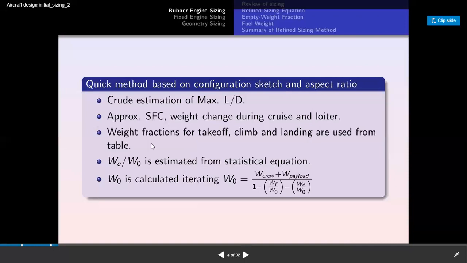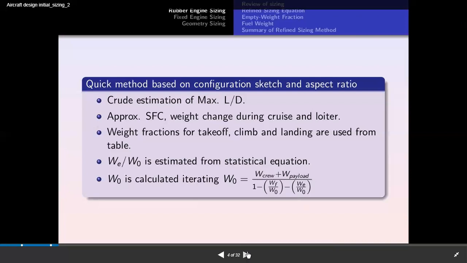WE by W naught is estimated from a statistical equation. What is this WE by W naught? It is nothing but the empty weight fraction estimation. W naught is calculated by an iterating process, that is W naught is equal to W crew plus W payload over 1 minus WF by W naught minus WE by W naught. This is called fuel weight estimation, and WE by W naught is called the empty weight estimation. The crew plus payload will not change. Why? Because the passengers who are there will be there, and the load carried in the useful payload will not be changed. So crew plus payload are constant, and only the fuel and the empty weight change with respect to the total weight of the aircraft.